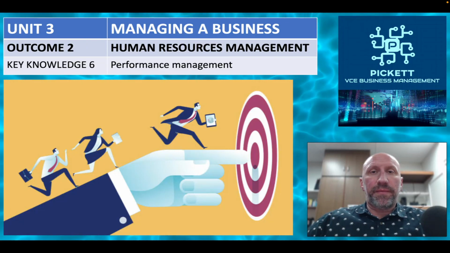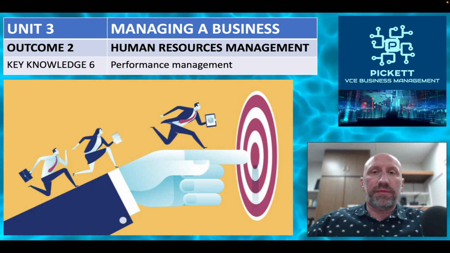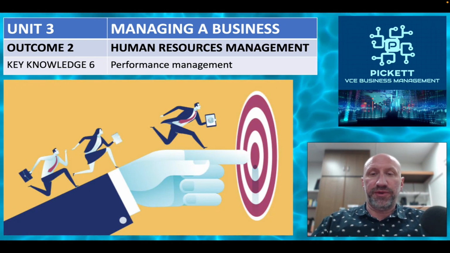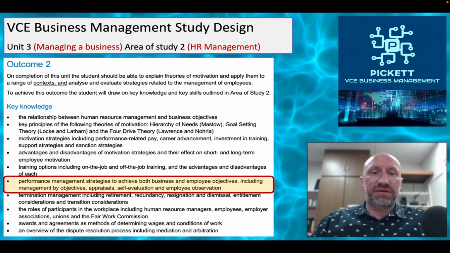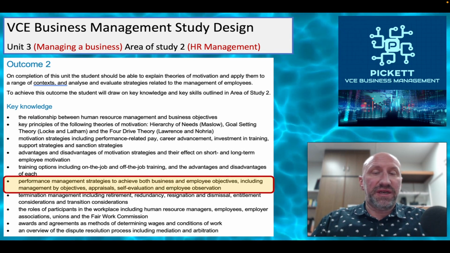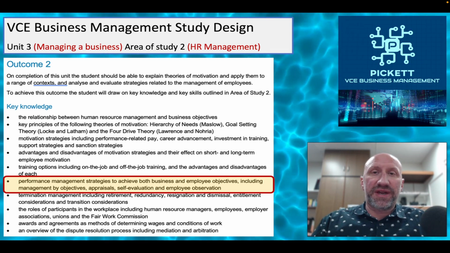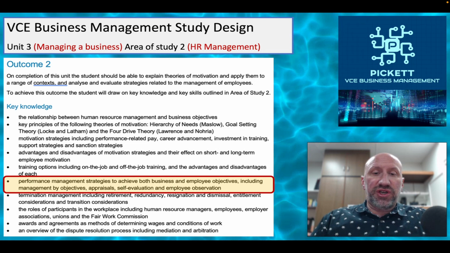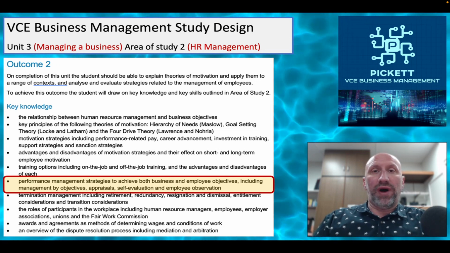Right, guys, welcome back to Unit 3, Outcome 2, Key Knowledge 6, where we're talking about performance management. Here is the snapshot of the study design, and here is where this one sits. And you can see in here, again, we have a script: performance management strategies to achieve both business and employee objectives, including, and then it gives us 4 actual strategies.